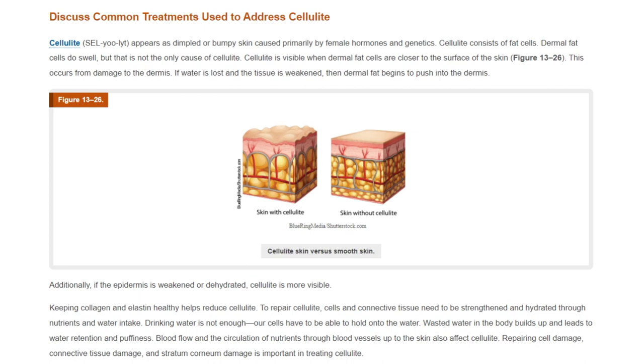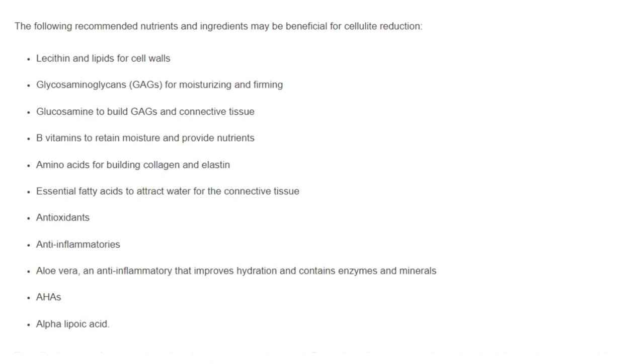Wasted water in the body builds up and leads to water retention and puffiness. Blood flow and the circulation of nutrients through blood vessels up to the skin also affect cellulite. Repairing cell damage, connective tissue damage, and stratum corneum damage is important in treating cellulite. The following recommended nutrients and ingredients may be beneficial for cellulite reduction.